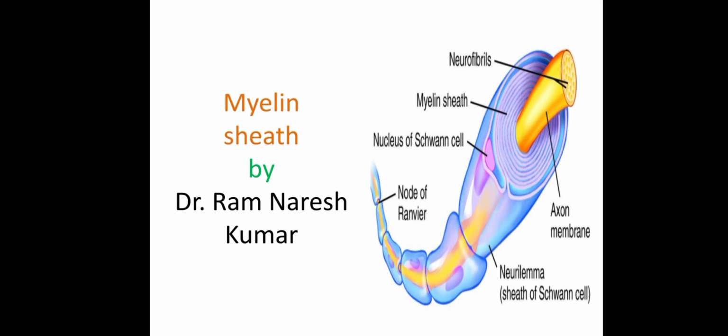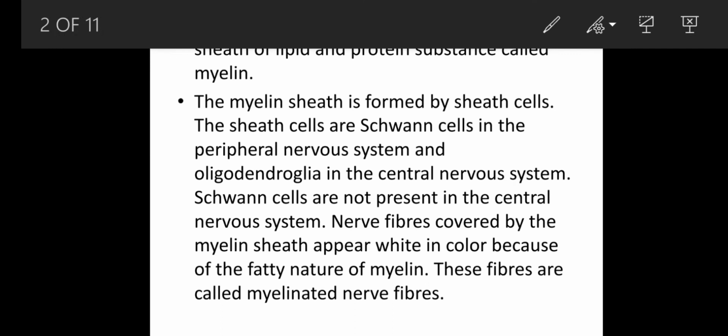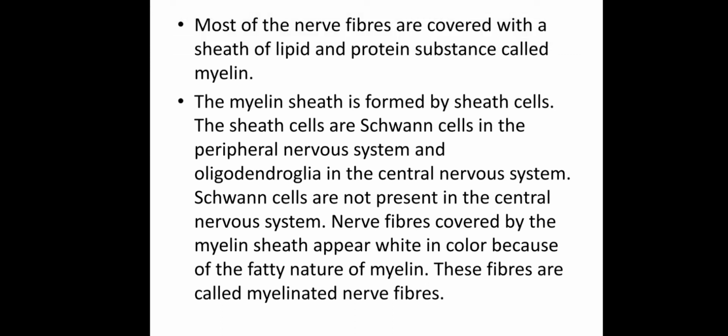In this diagram, you see the myelin sheath, which covers the axon, or presents as the outer layer of the axon membrane. Most of the nerve fibers are covered with a sheath of lipid and protein substance called myelin. The myelin sheath is made up of lipid and protein substance which covers the nerve fiber.